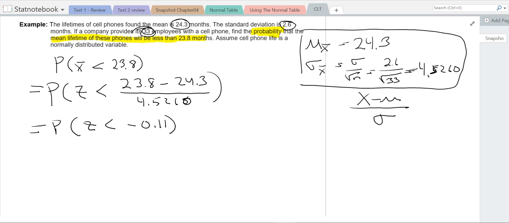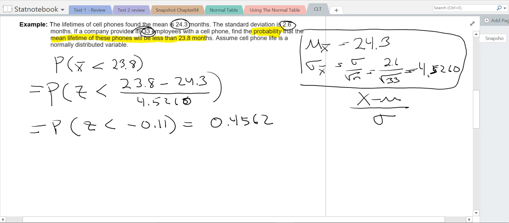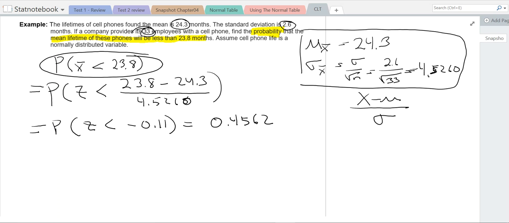So now I know this is the way the table works. If you look up minus 0.11 in the table, you should find that the percentage of data below this is 0.4562. And this is exactly what we're looking for: the percentage of data, or the probability of being below this particular number, which is hence the answer to the question. The probability that the sample mean is going to come out below 23.8 is about 45%. Okay?